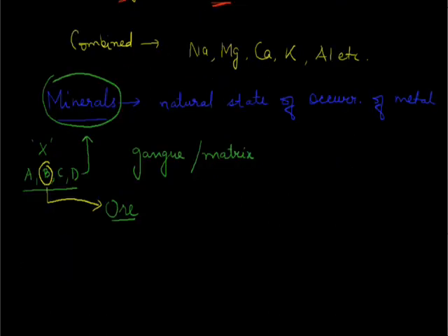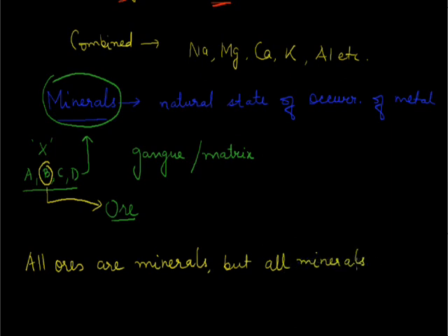which is very important also, that all ores are minerals, but all minerals are not ores. This is very important to note down. All ores are minerals, because we are saying ores are what? They are those minerals from which the metal can be easily extracted. But all minerals are not ores. Like in the previous example, A, C and D are just minerals, they are not ores.